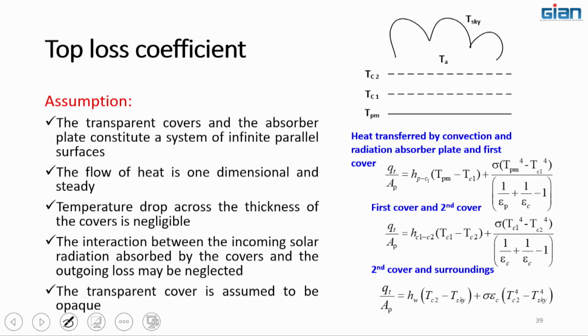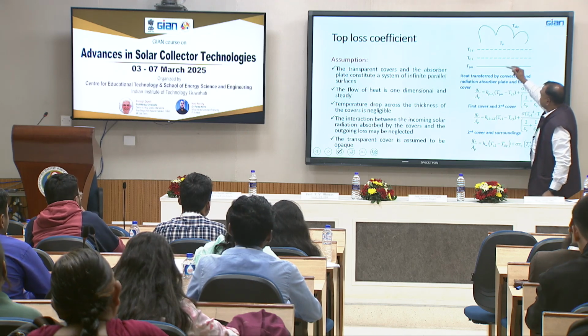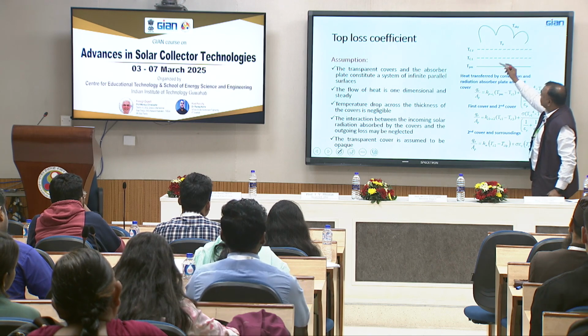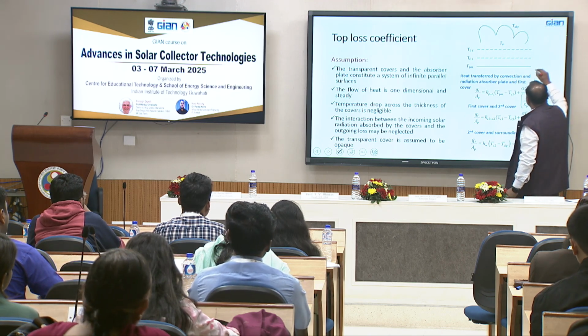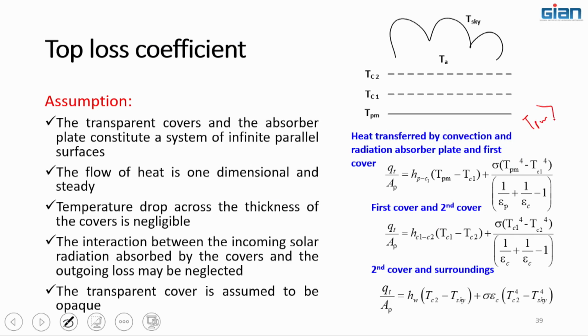So now we will represent the situation to estimate the top loss coefficient if we consider a two cover system and a plate. What happens is solar radiation comes and strikes the absorber plate, and then it goes up. We will also explain very clearly how radiation propagates from the sun to the earth's surface. But in this case, solar radiation strikes this glass plate and then goes up. That means we can say TPM is more than TC1, and TC1 is more than TC2.